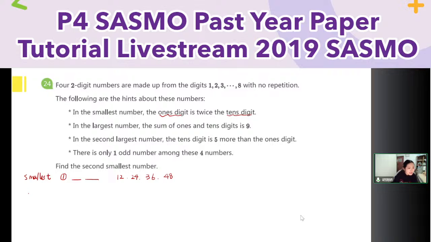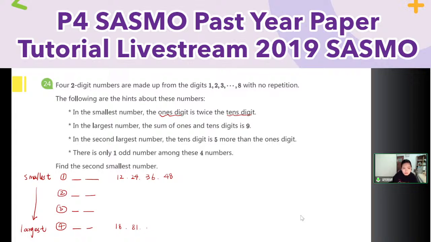And now continue. For the second smallest, it doesn't tell us the second smallest, it says the second largest, but not the second smallest. So I will leave this one here. And now continue. It says the largest number. This is the largest one. I put it here, from small to the largest. The largest number, the sum of ones and tens digit is 9. Also, we can list all the possibility. Which two number add up to be 9? Yeah, it can be 1 and 8, right? And also, I can swap the place of the ones and the tens and then make it into 81, right?